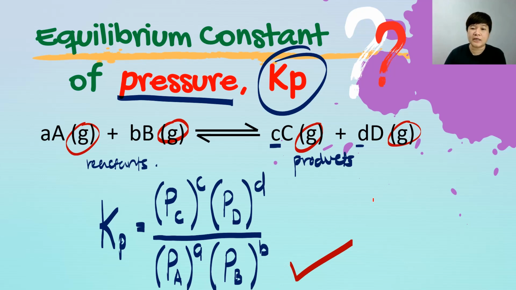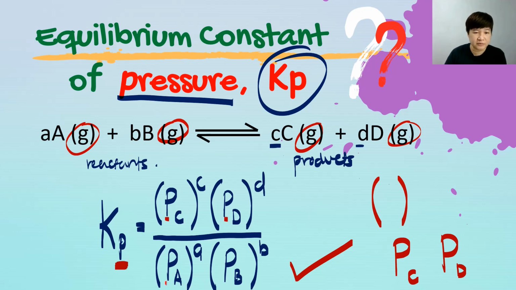The main difference over here is the bracket. We are no longer using the square bracket. We are now using the round bracket, and we are going to write them in the form of partial pressure. So the partial pressure will always be P, and then all your products or reactants as a subscript. So you can see I write over here P for C, partial pressure of C, partial pressure of D, and so on. That is how we write the partial pressure in the Kp. So bear that in mind, Kp means pressure.